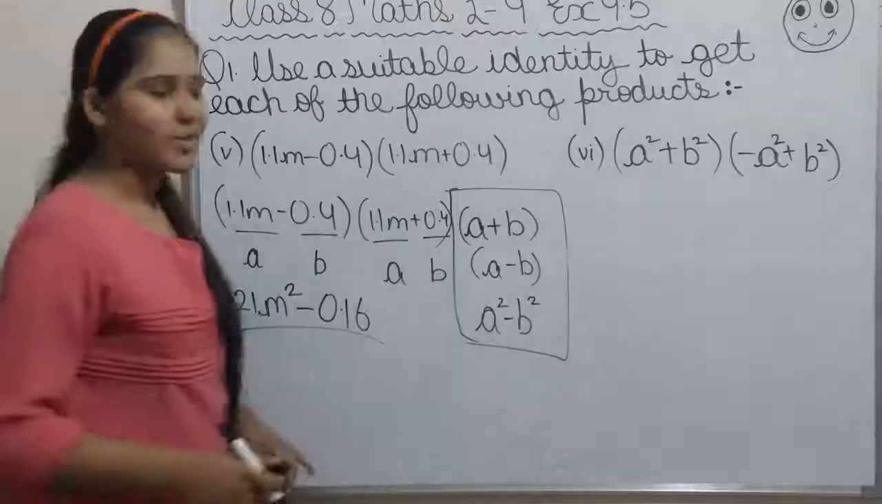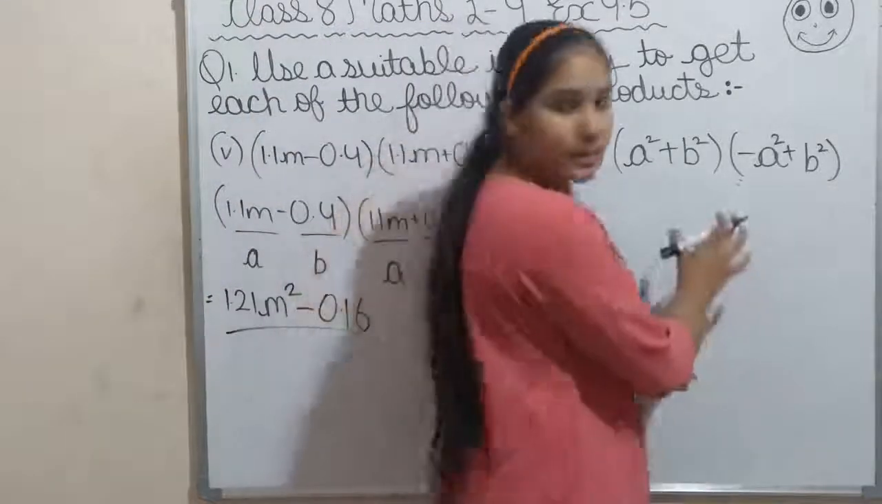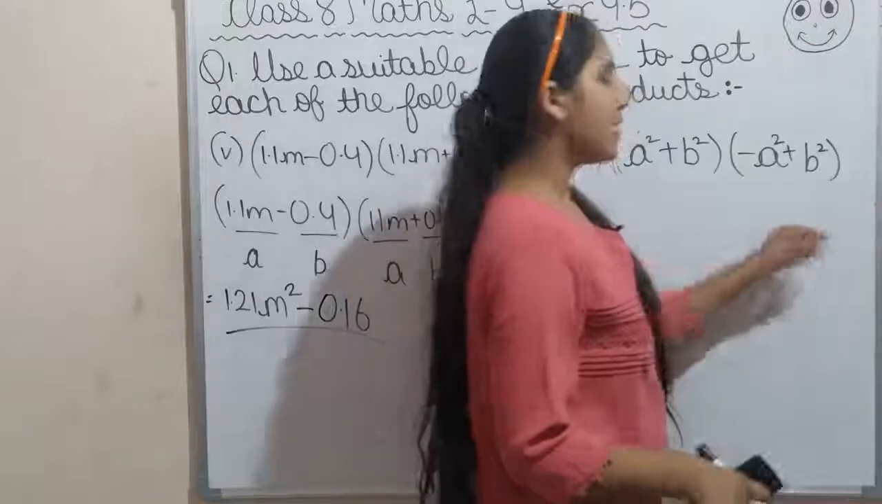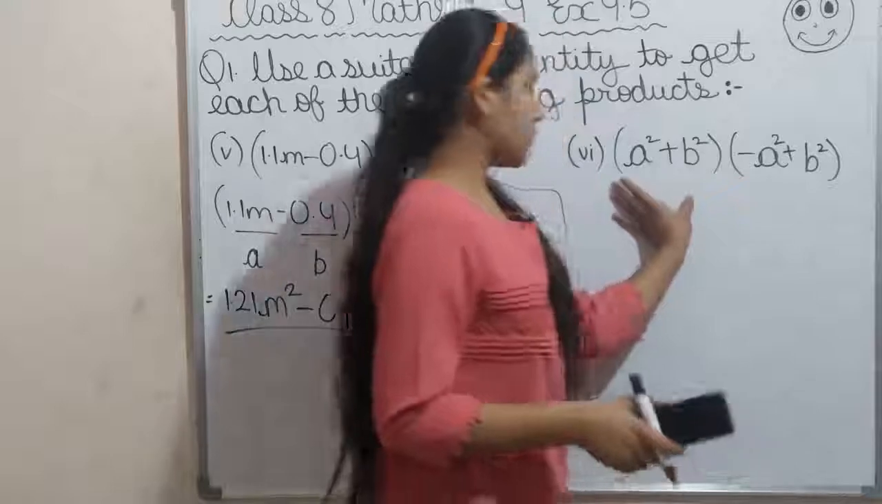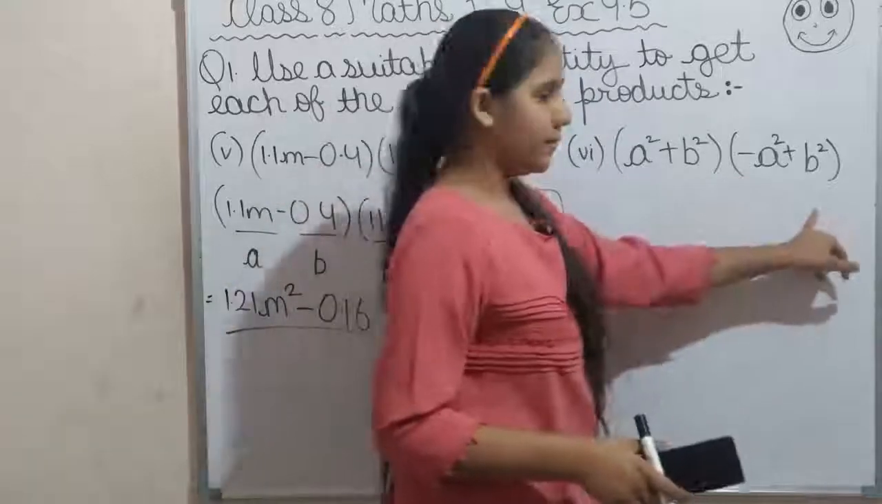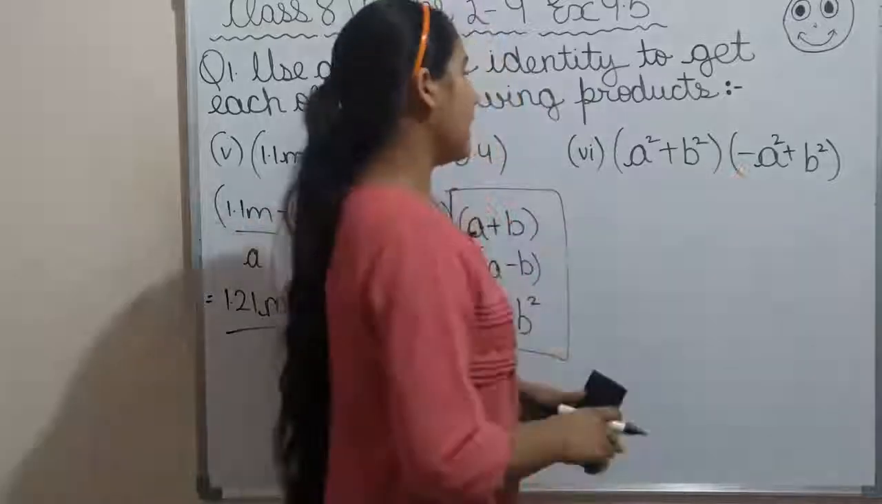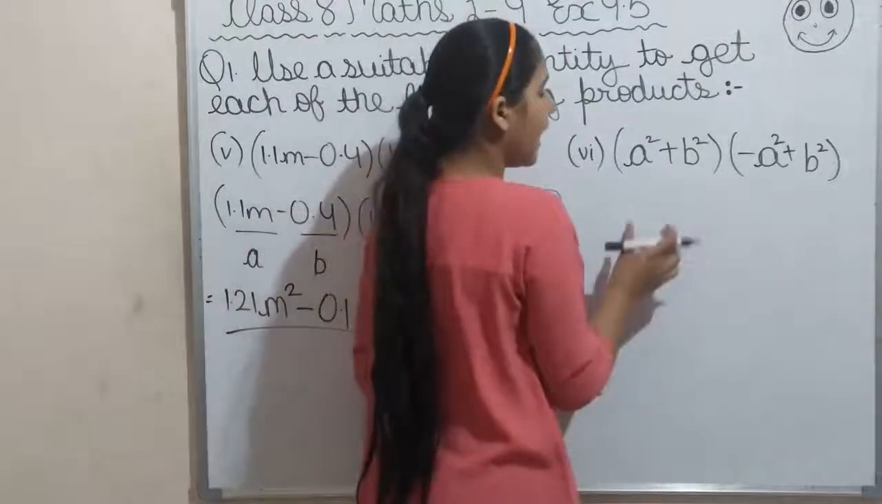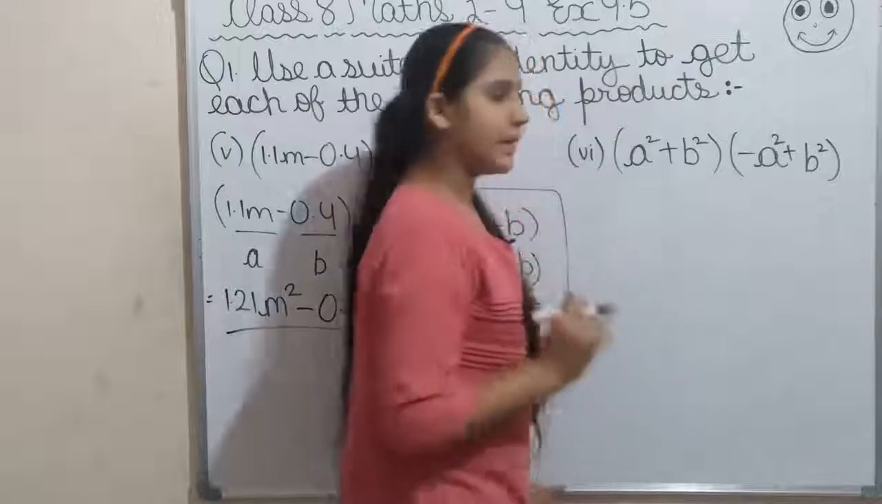So let's come to the sixth one. The sixth one is (a square + b square)(-a square + b square). It is a little bit complicated and tricky, because the earlier one was easy, with both plus. But here there is a minus sign. If here is a minus sign and here is a plus sign, we have to shift it. How can we shift?